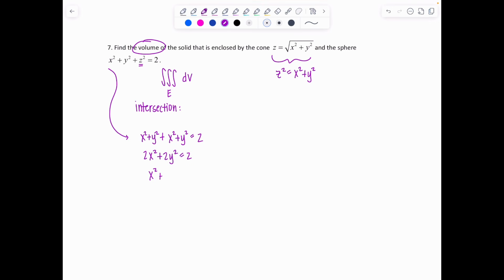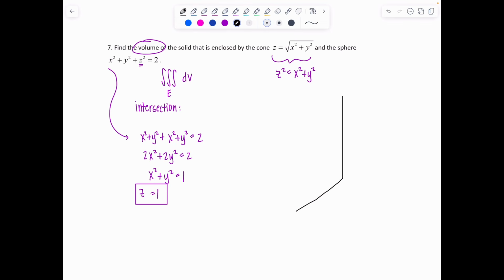So they intersect in a circle, radius 1. Very good. X squared plus y squared equals 1. This is equivalent to saying they intersect where z is equal to 1. Why do I say that? Because look at the cone's equation. It's the square root of x squared plus y squared. So again, x squared plus y squared equals 1 and z equals 1 is where the cone and this sphere are going to intersect. Okay, so let's see if we can graph what's going on.